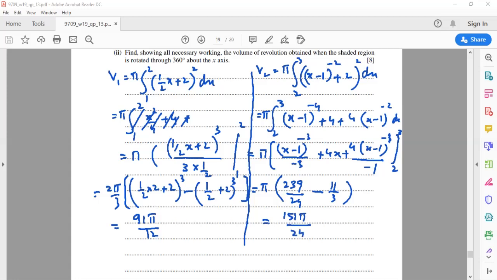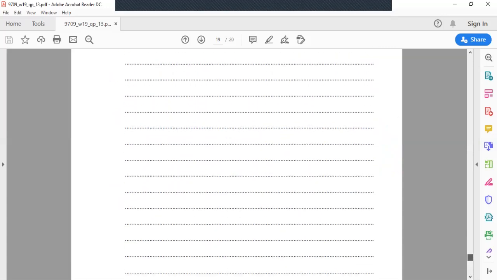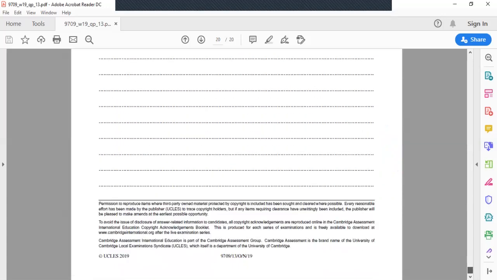Now, for finding the total volume, we are going to add them. The total is going to be 91 pi by 12 plus 151 pi by 24. And this gives us 111 pi divided by 8. Or you can write it in decimal format if it is needed. So this is your question number 11. Now let's see if there is any more question here. Oh, that's all for this.